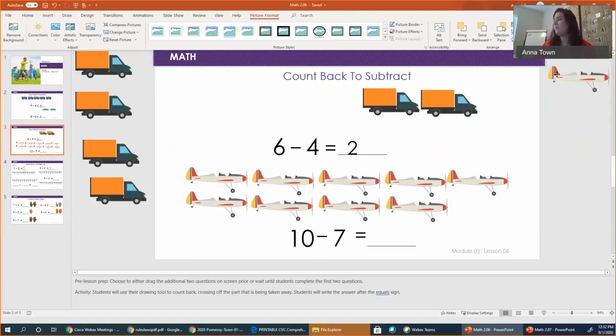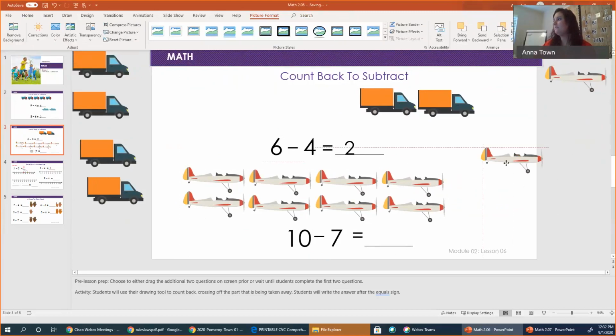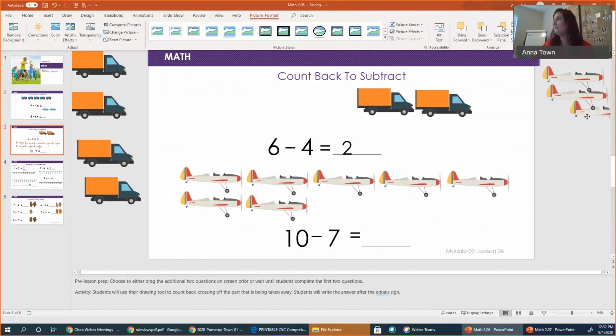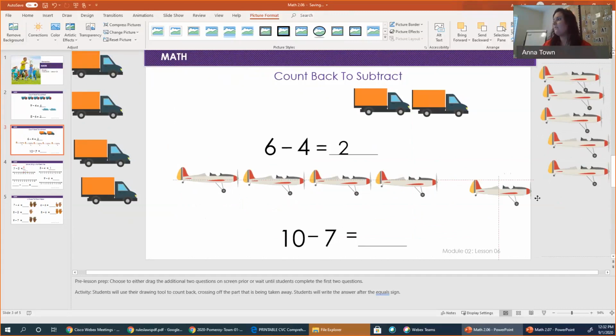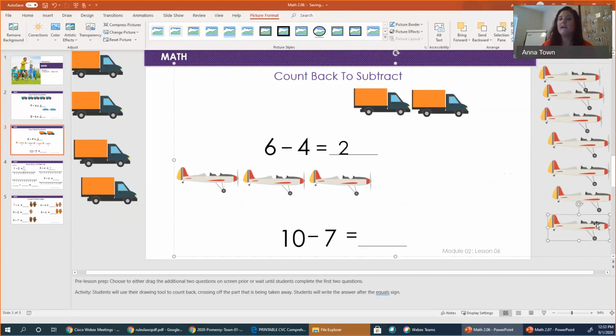So we're going to take away 1. We're going to take away 2, 3, 4, 5, 6, and we're going to take away 7. Now I'm going to teach you a counting back strategy that would tell us the same. So we know we have 3 left. So I'm going to move them back.